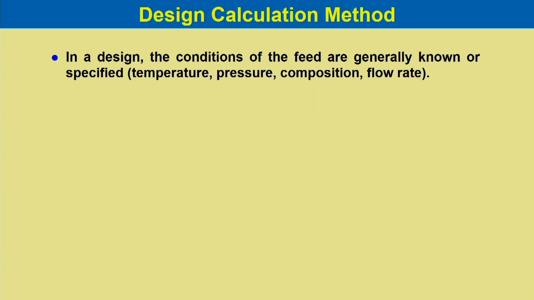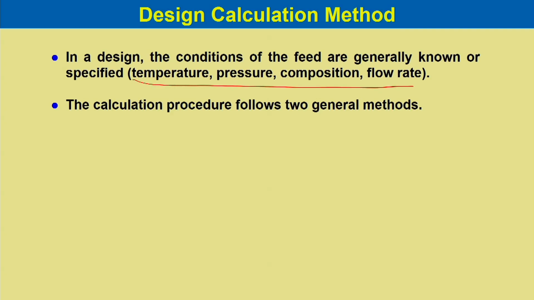In a design, the conditions of the feed are generally known or specified. That means the temperature, pressure, composition and flow rate. These conditions of the feed are generally known or should be specified at the beginning of the design.